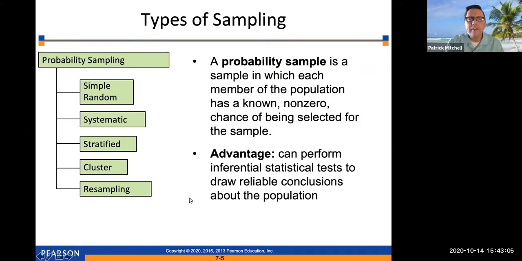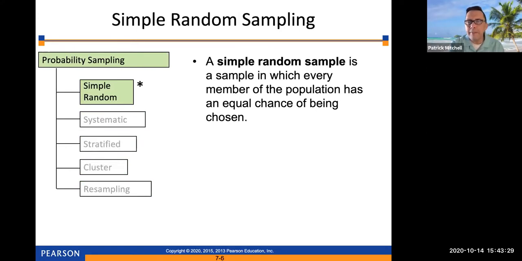All right, so first of all, a probability sample is a sample in which each member of the population has a known non-zero chance of being selected for the sample. And the advantage of probability sampling is that you can perform inferential statistical tests to draw reliable conclusions about the population. A simple random sample is a sample in which every member of the population has an equal chance of being chosen.